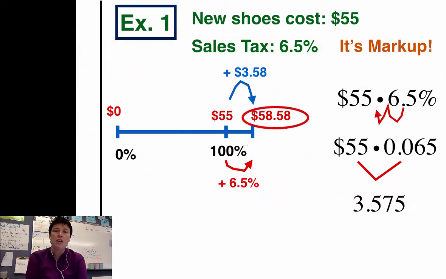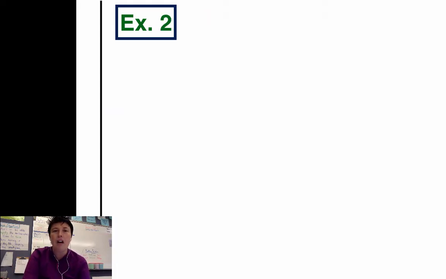Now, again, remember, the sales tax doesn't go to the store. The store gives that to the state. So that $3.58 is not their fault. It's just how our world works. That's going to go to helping pay for public items like schools and policemen and firemen and all those good things that we need. So that's our sales tax. That's our markup.